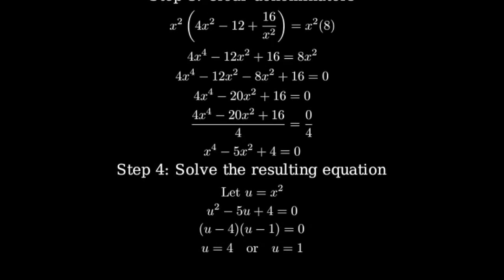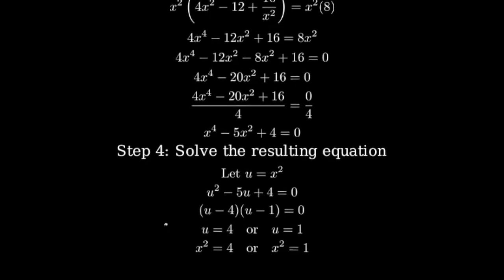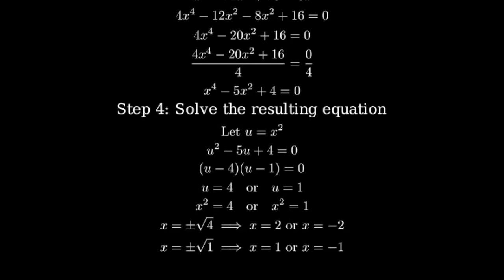Now we substitute back x squared for u. So, x squared equals 4, or x squared equals 1. Taking the square root for each case, if x squared equals 4, then x equals positive 2 or negative 2. If x squared equals 1, then x equals positive 1 or negative 1. So we have 4 possible values for x. Step 5. Find the corresponding y values for each x value using the relationship y equals negative 4 over x.